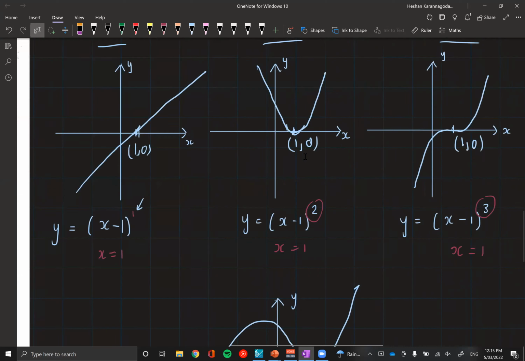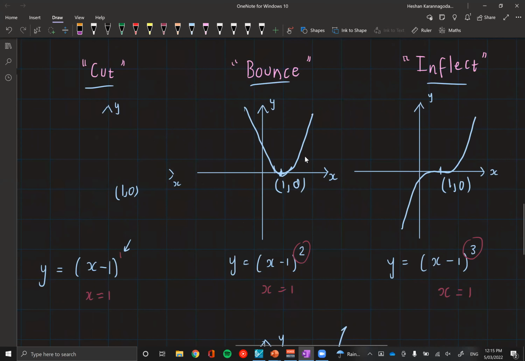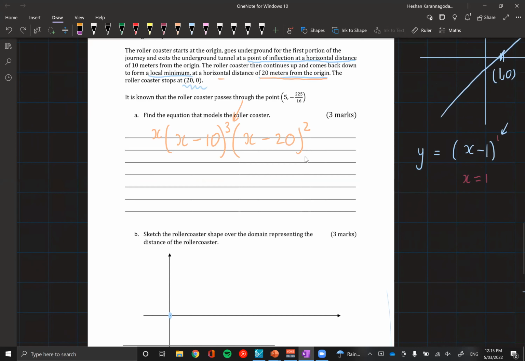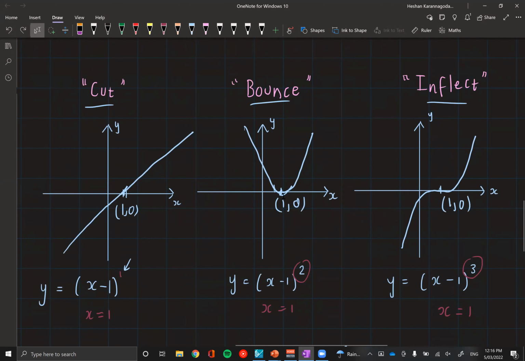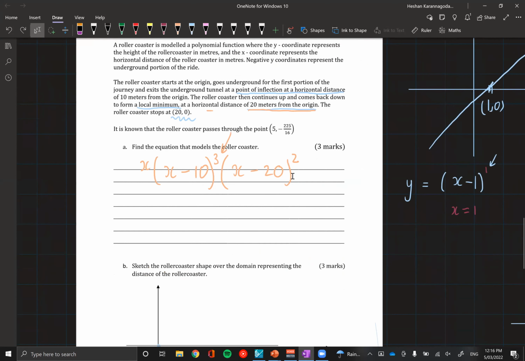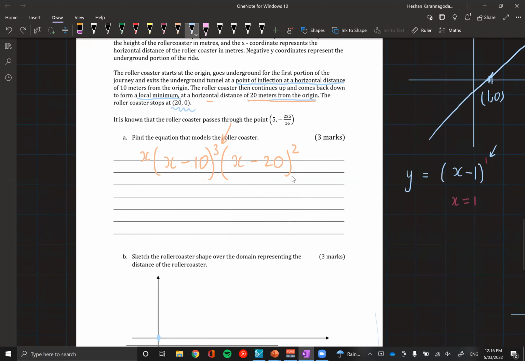Yeah, just like the three examples we had here, it is happening at the x-intercepts, right? It's cutting at this x-intercept, it's bouncing on this x-intercept, it's inflecting on this x-intercept. So exactly the same thing we have here. It's going to inflect first, and then it's going to turn. But before that, it's going to cut through 0 because it starts at the origin, right?